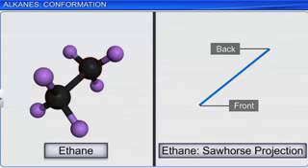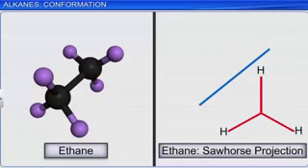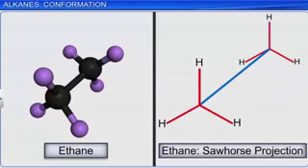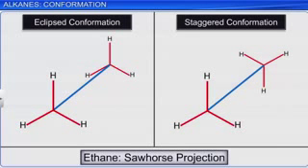Each carbon has 3 hydrogen atoms attached to it. These bonds are shown with the help of 3 lines attached to the carbon atom. These are inclined at an angle of 120 degrees to each other. Using sawhorse projection, the 3-dimensional structure of the eclipsed and staggered conformations can be easily visualized.